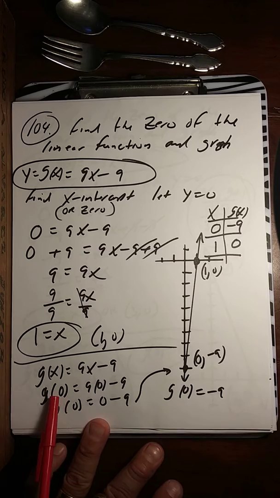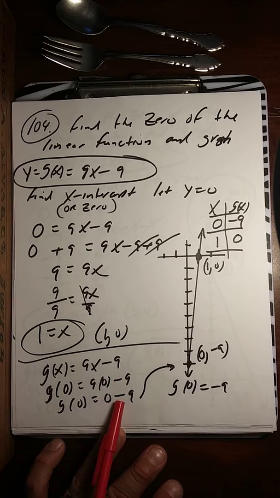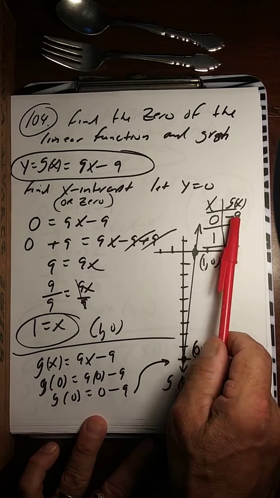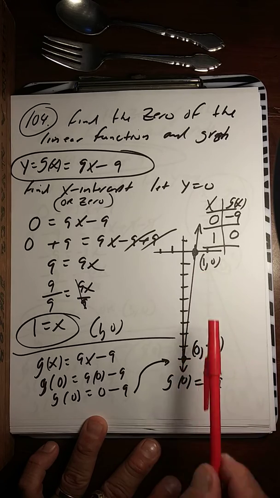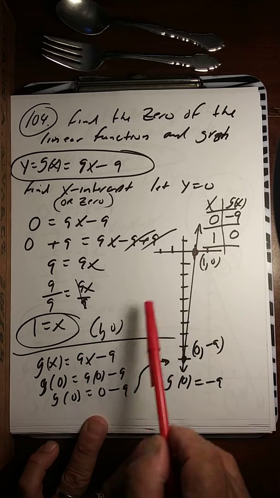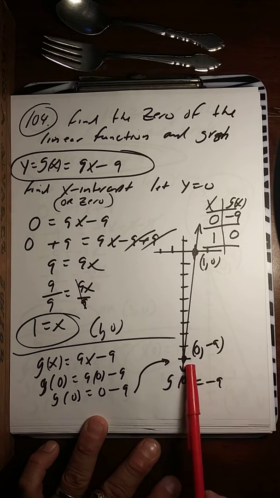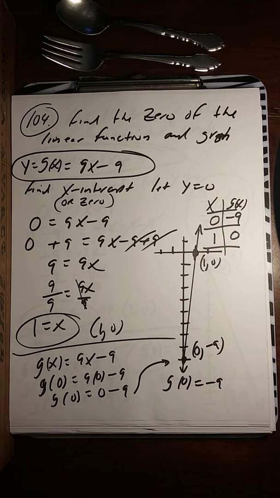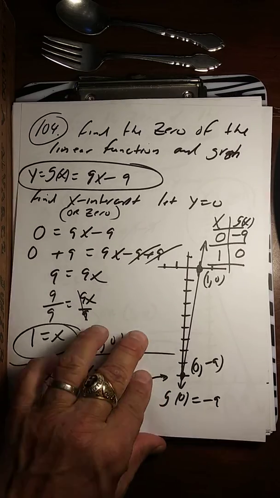Let's find another point. Put in 0 for x: 0 times that is 0, 0 minus 9 is negative 9. So we have 0 and negative 9, and we have 1, 0 right there. So we have 1, 0 and 0, negative 9. There's the graph right there, and we found the zero of it.